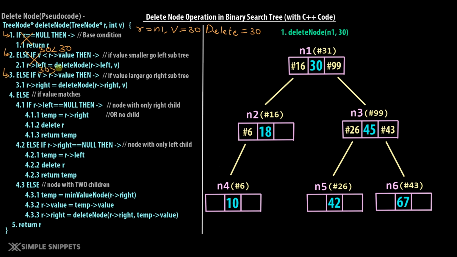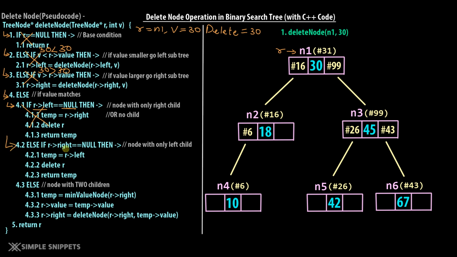30 is again not greater than 30. I'm proceeding a little faster because by now you should have got a hang of it. We will go inside step 4 because this is the else part remaining. We will check if r's left is equal to null. r is n1. Is the left of n1, which is #16 pointing to n2, null? No. It is #16, so it has some value. So 4.1 will not be executed. You will go to 4.2.